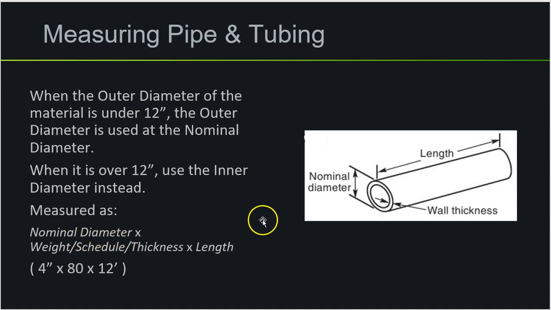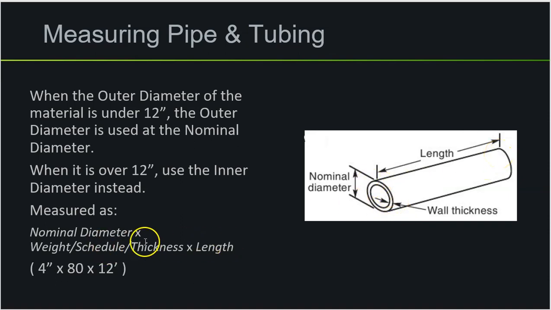So nominal diameter, remember, outside diameter, when it's under 12 inches for pipe. If it's over 12 inches for pipe, we use inside diameter. And with tubing, it's always the outside diameter. Then the wall thickness, and then by the length.